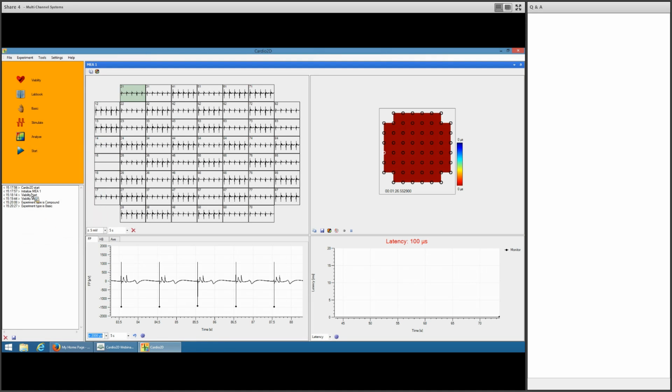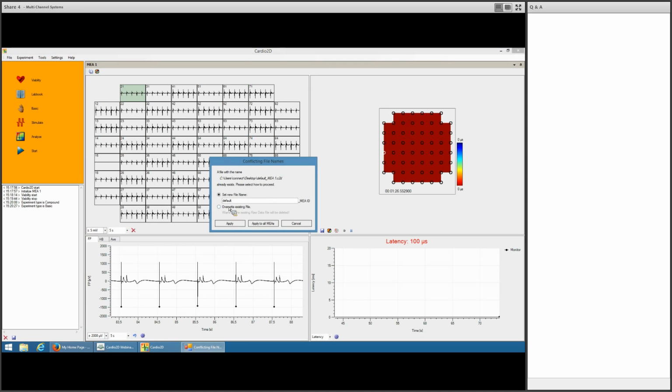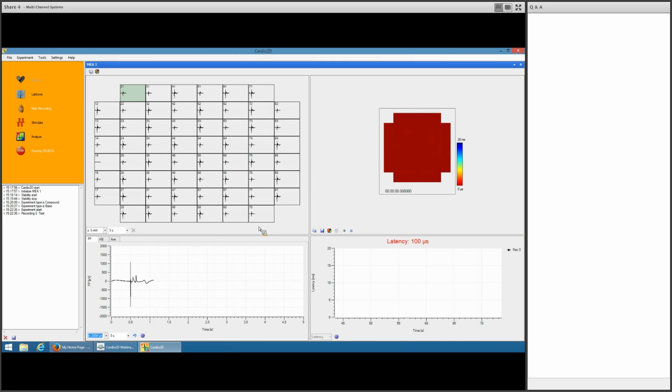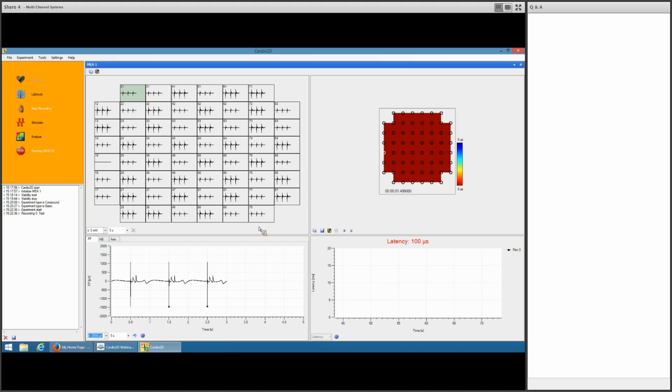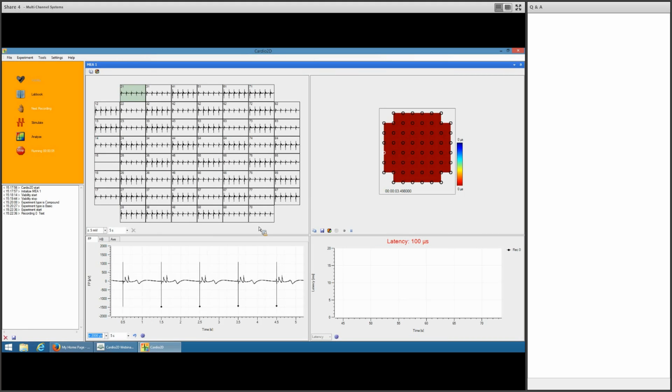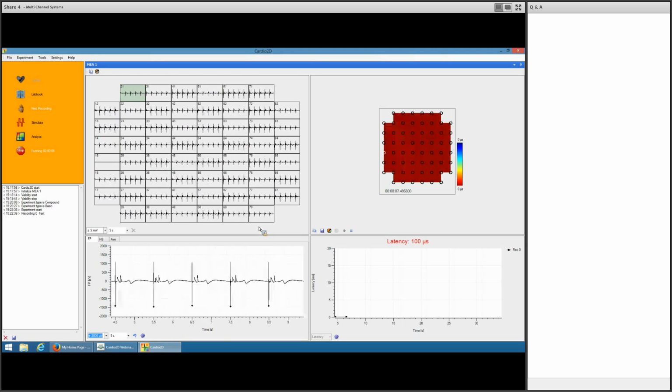Let me just briefly start now the data acquisition, and you see it requires a new file name here. I apply that, apply it to all MEAs, and now the recording is started and data are coming in. So you see it is very, very simple to get your first experiments done with Cardio2D.